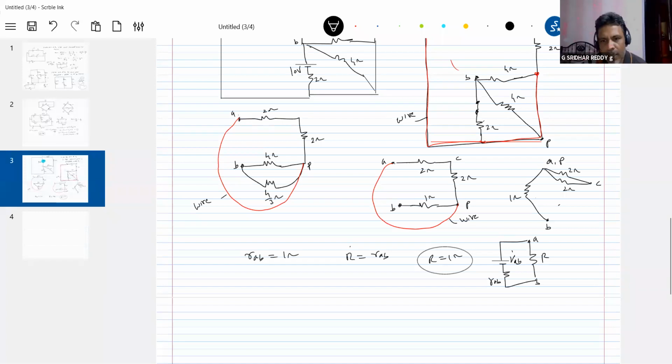So see now, the power dissipated will be maximum when the load resistance becomes equal to the internal resistance of a cell.